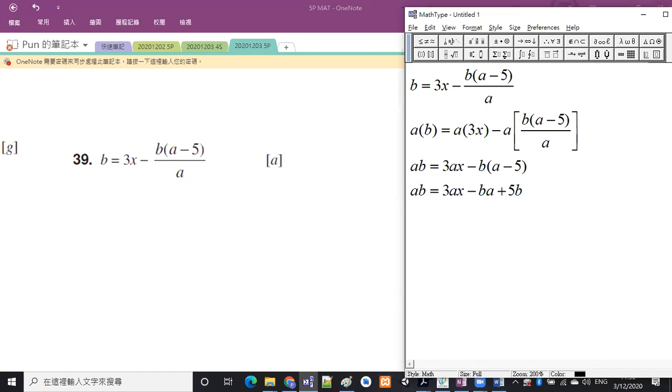It's okay. And then because I want a to be the subject, I am going to move all the a terms on one side, and then move all the non-a terms to the other side.